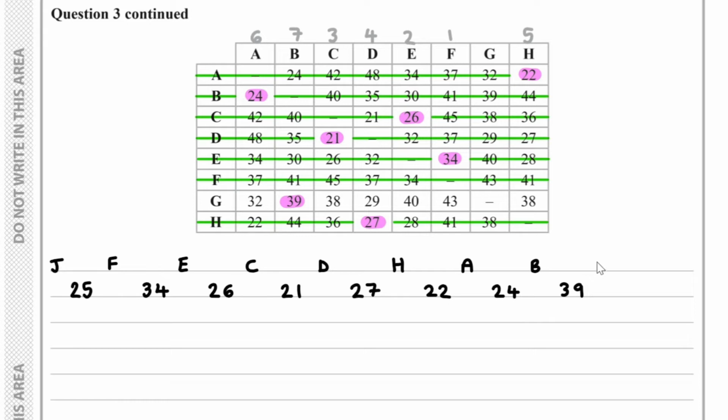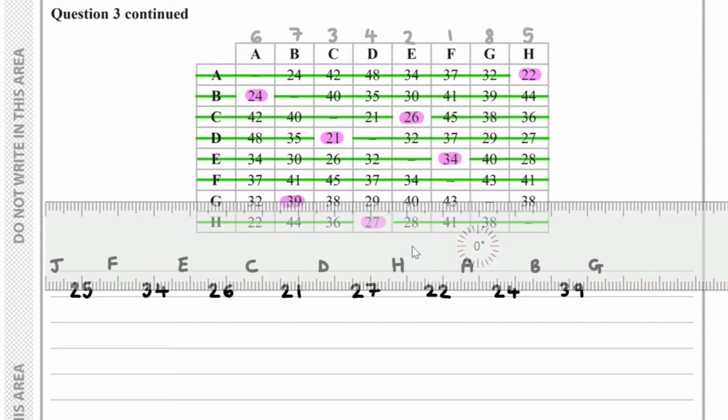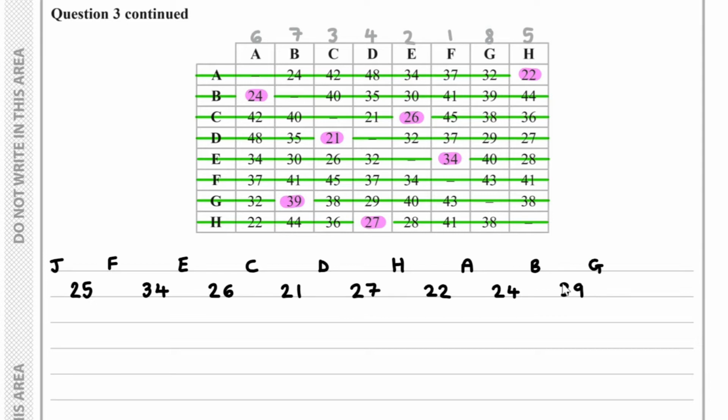And that takes us to G. So we assign a number 8 above column G and then we delete the rest of G.